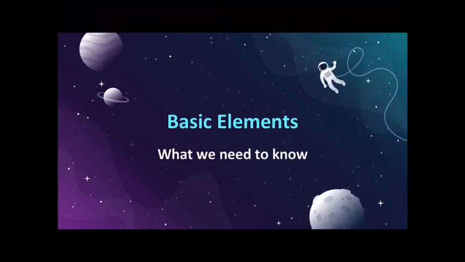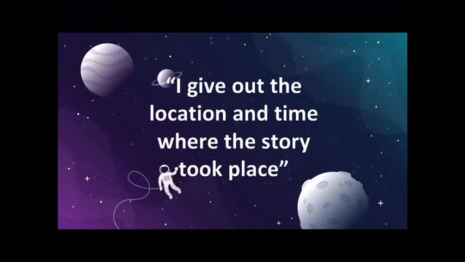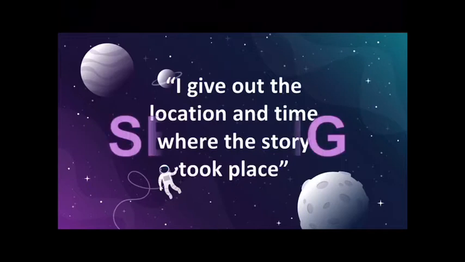There are the following. So first, I give out the location and time where the story took place. See if you can guess what this particular element of a story is. So you already have two clues here, which are location, time, and of course where the story took place. So we call this, of course, the setting.